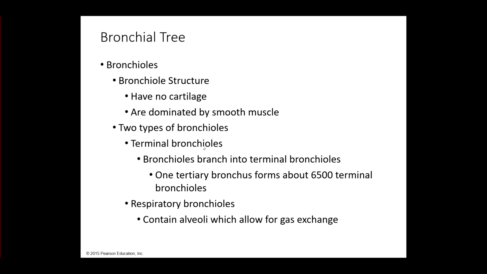All right, so there's two types of bronchioles. The terminal bronchioles are just bringing air into the air sacs, and then once the terminal bronchioles start to develop alveoli on them, they're going to be called respiratory bronchioles. So they contain alveoli, which now allow for the exchange of carbon dioxide and oxygen.